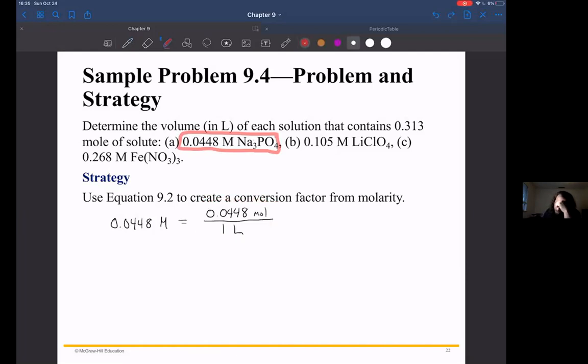or liters to moles. In this case, we want to know how many liters are needed to contain 0.313 moles. So we're going to start out with 0.313 moles. So then I'm going to take my conversion factor here, and am I going to use it as it is, or am I going to have to flip it upside down? Right, so I need moles to cancel, so I'm going to put that 0.0448 moles on the bottom and 1 liter on the top. So I punch that into my calculator and I get 6.9866.